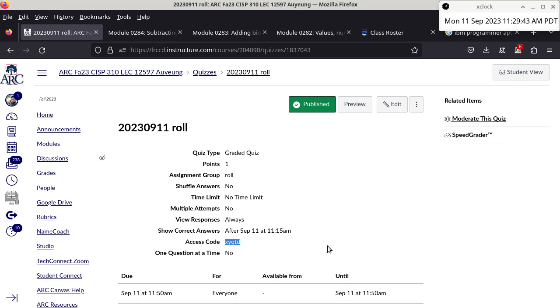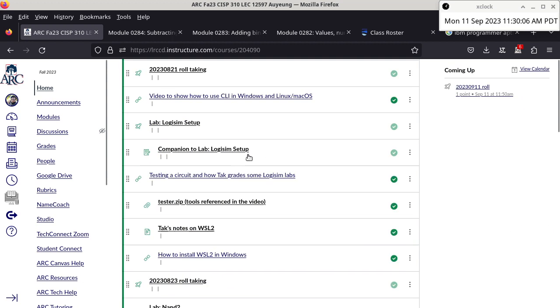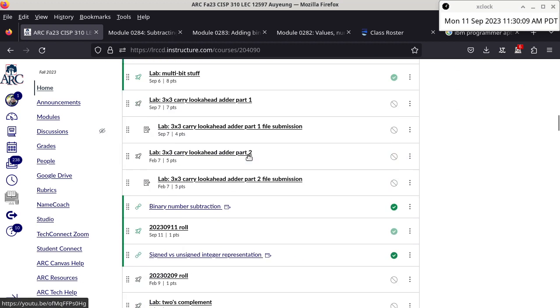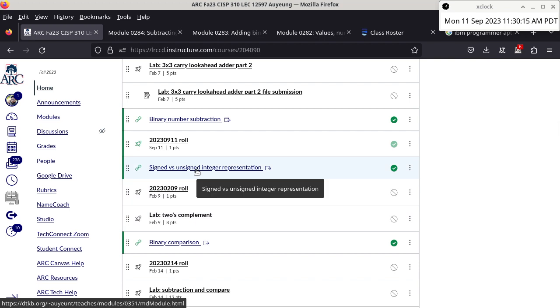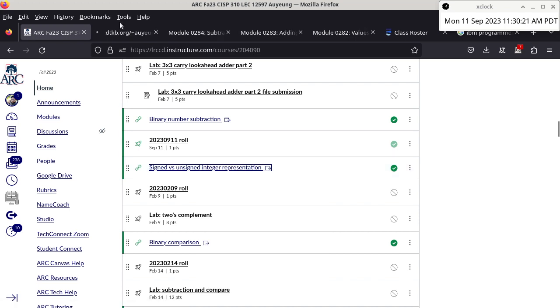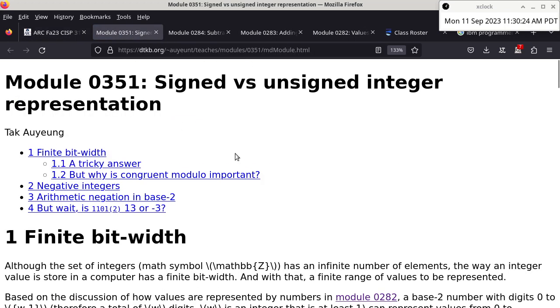Excellent. All right. So with that done, the train is continuing to roll downhill. And we are moving on to the next one, which is signed versus unsigned integer representation. I'm not sure how much we can go over in this particular module, but we'll just go ahead and take a look.